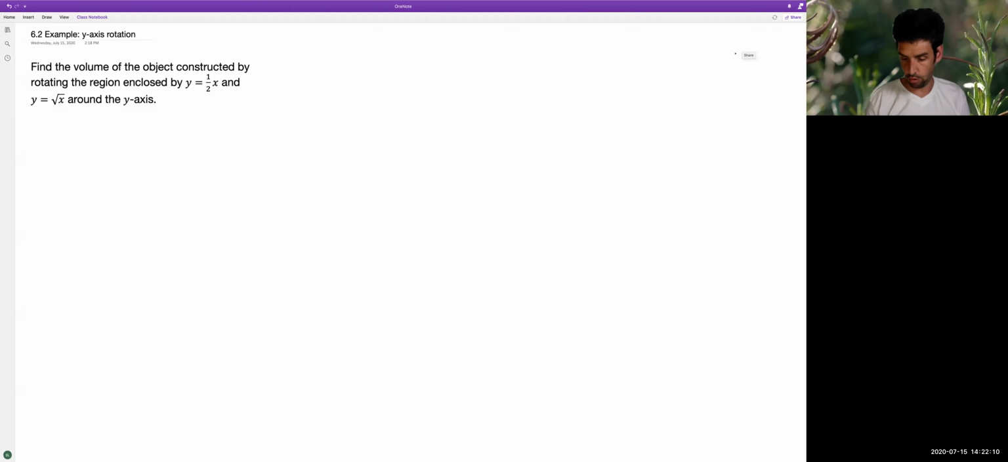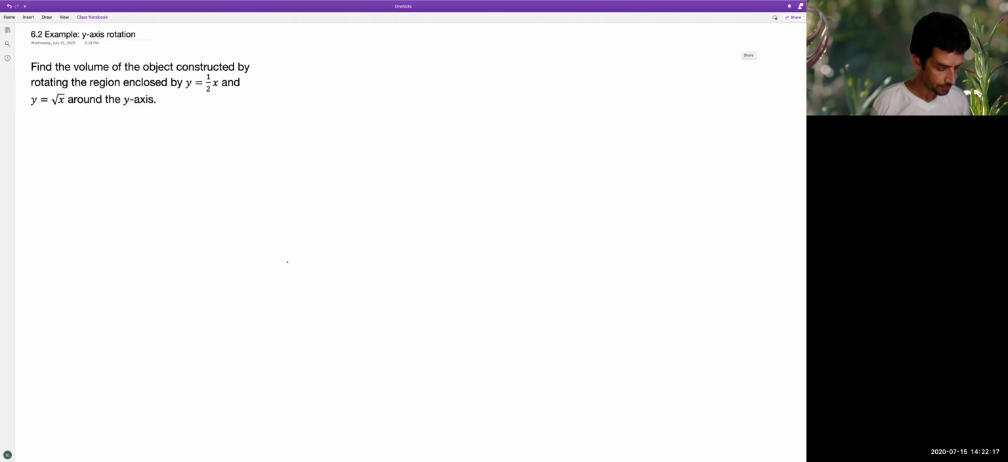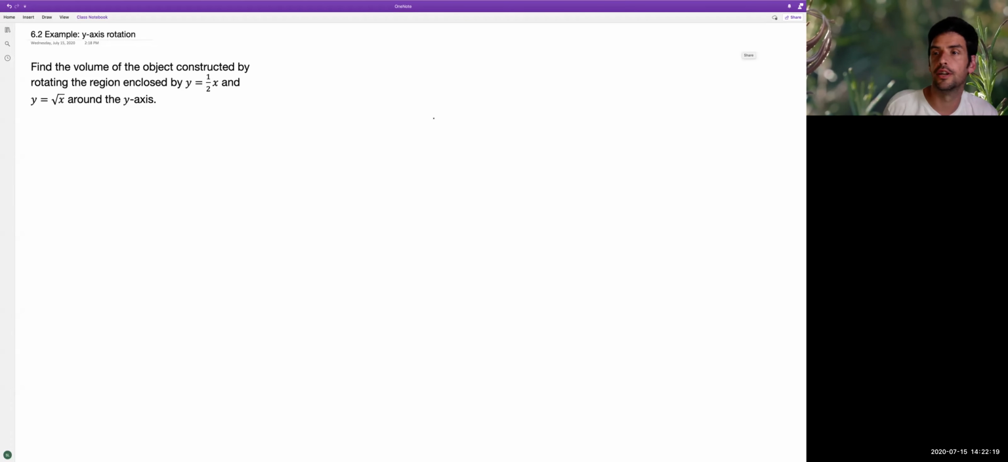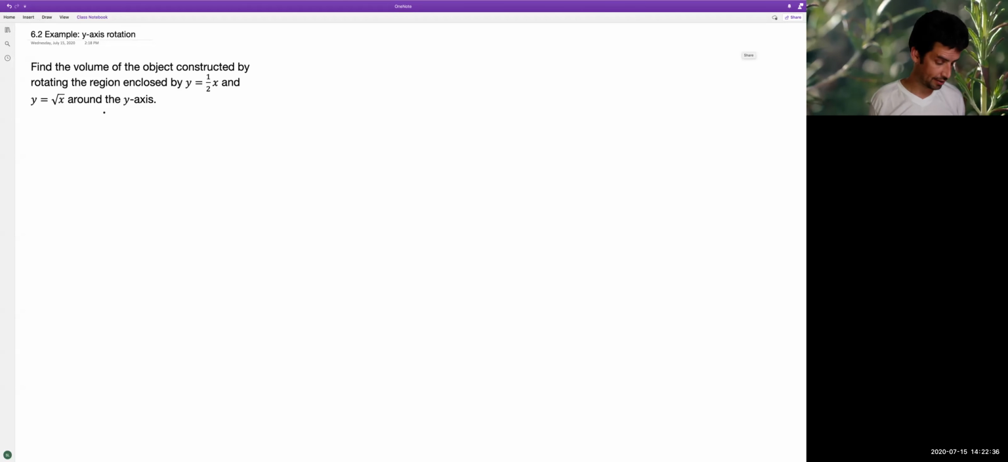Hey everybody, so we're going to do another volume of rotation, though this one's going to have a little twist to it, as the last one did. So what we're going to do, we're looking for the volume of the object constructed by rotating the region enclosed by these two functions, y equals 1/2 x and y equals the square root of x, around the y-axis. So in this one, we're rotating around the y-axis instead of around the x-axis.